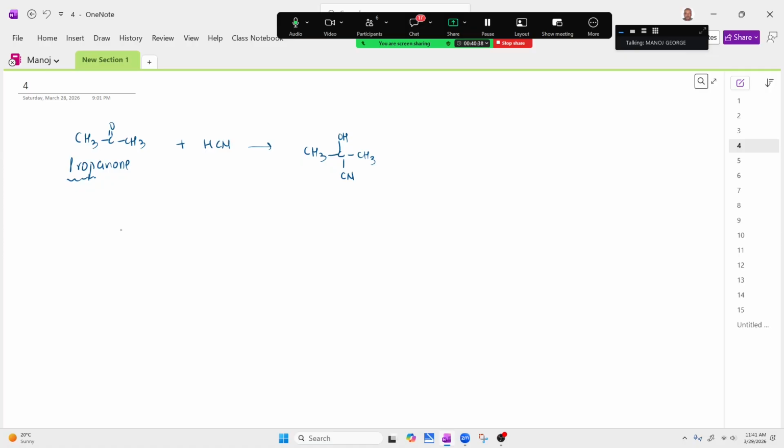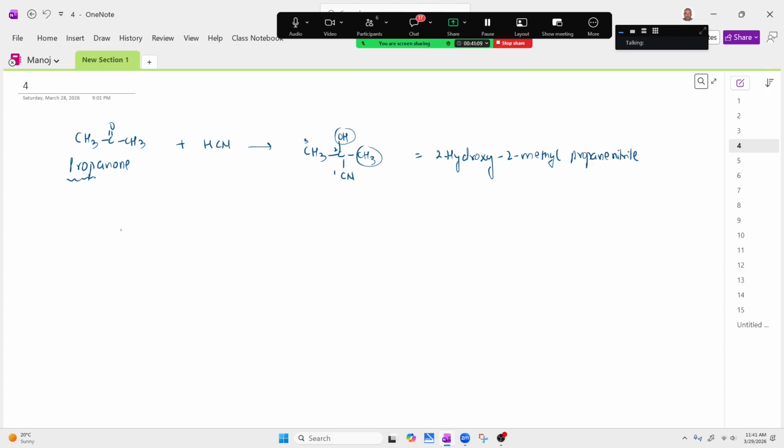And yes, you can go ahead with the name. That's carbon number 1, carbon number 2, carbon number 3. So this is 2-hydroxy 2-methyl, because I have a methyl group also now. This is a functional group. 2-hydroxy 2-methyl propane nitrile. There you go.